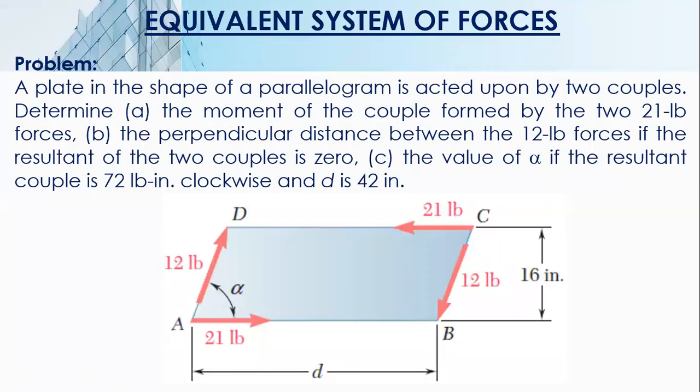So, okay. Sample problem. First problem. A plate in the shape of a parallelogram is acted upon by two couples. Determine, letter A, determine the moment of the couple formed by the two 21-pound forces. Letter B, determine the perpendicular distance between the 12-pound forces if the resultant of the two couples is 0. And then letter C, determine the value of alpha if the resultant couple is 72 pound-inch clockwise and D is equal to 42 inches.